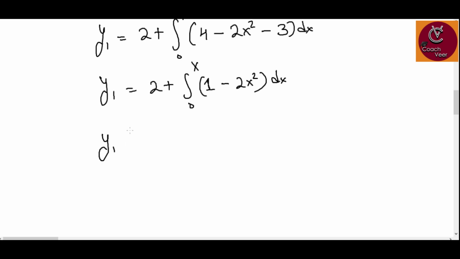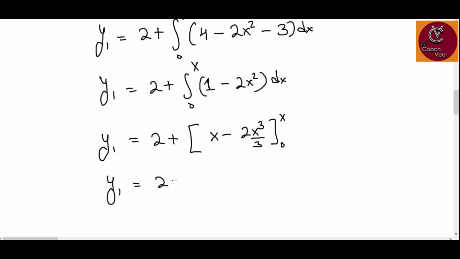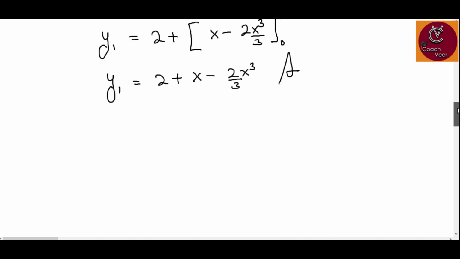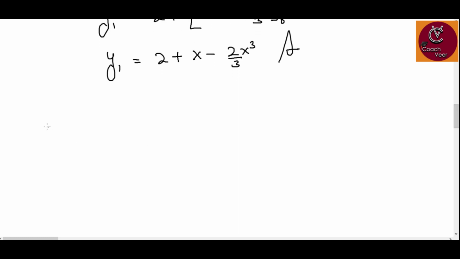y1 equals 2 plus, integrating this, we get x minus 2x cubed by 3, bracket closed, with the limits 0 to x. Substituting 0 will not have any impact because it's going to be 0 only. So for y1 we get 2 plus x minus 2 by 3 x cubed. That is our first approximation. Similarly, if you want the second approximation, you write the second approximation.